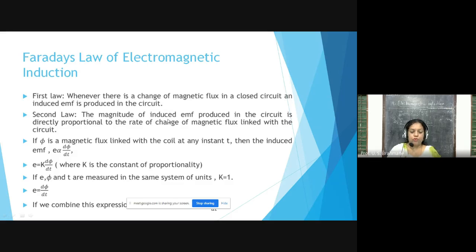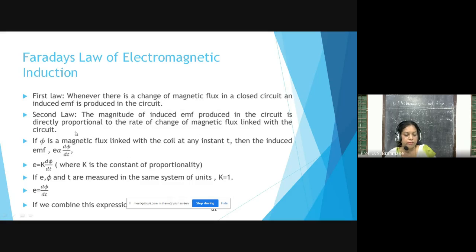The magnitude of the induced EMF produced in the circuit is directly proportional to the rate of change of magnetic flux linked with the circuit. So remember this. So the second law is about the magnitude. The magnitude of the induced EMF produced in the circuit is directly proportional to the rate of change of magnetic flux linked with the circuit.